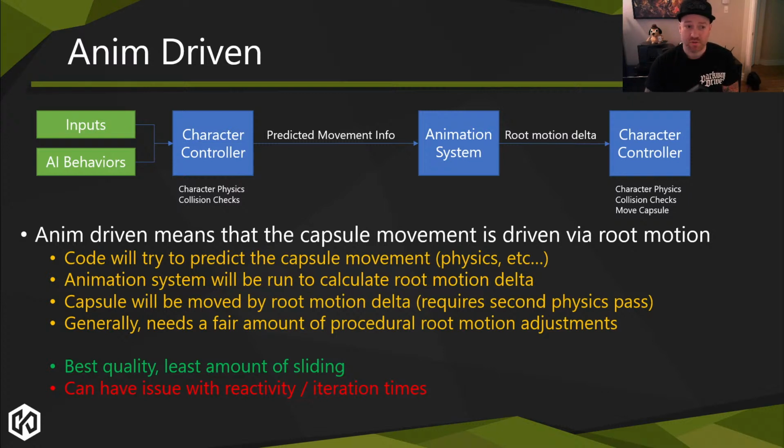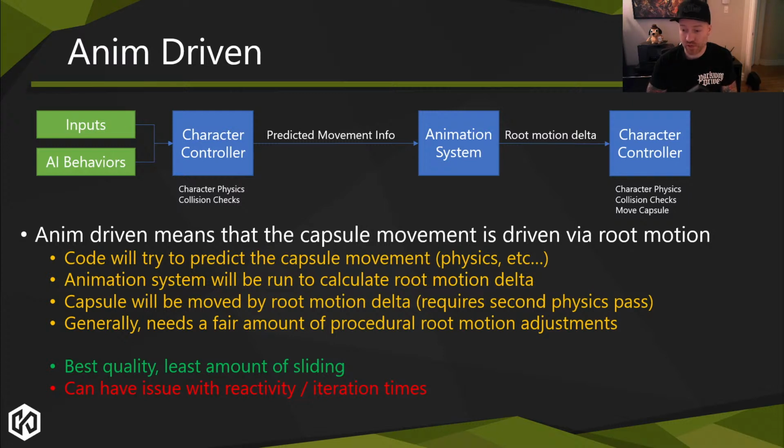So those are the two differences between anim and code. Animation driven will give you the highest quality. The problem is that your iteration times will be a mess. Because if you've started to author your root motion, you've made all your animations at a specific speed and specific velocities and everything, and now you want to change that, you have to go through and change all those animations. You can use speed scaling and a bunch of stuff there to help with this. But again, if you want the highest quality, those animations have to be changed.